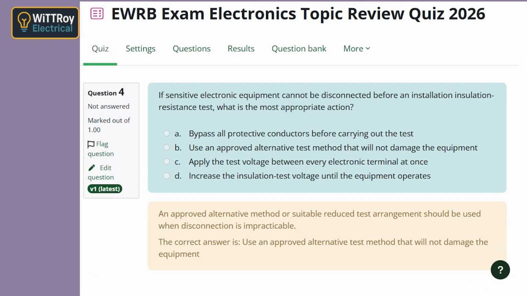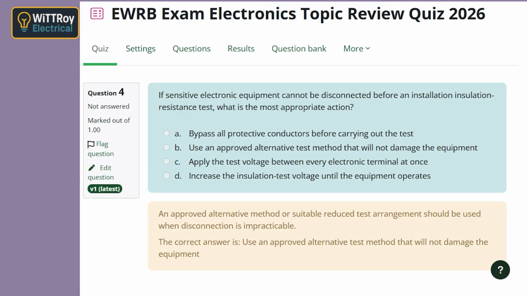Question 4. If sensitive electronic equipment cannot be disconnected before an installation insulation resistance test, what is the most appropriate action? I chose increase the insulation test voltage until the equipment operates. Saying it aloud now, that sounds unsafe. I think I misunderstood what the test was trying to prove. Not quite. Let's pause there and picture what the component is doing. That would increase the chance of damage.